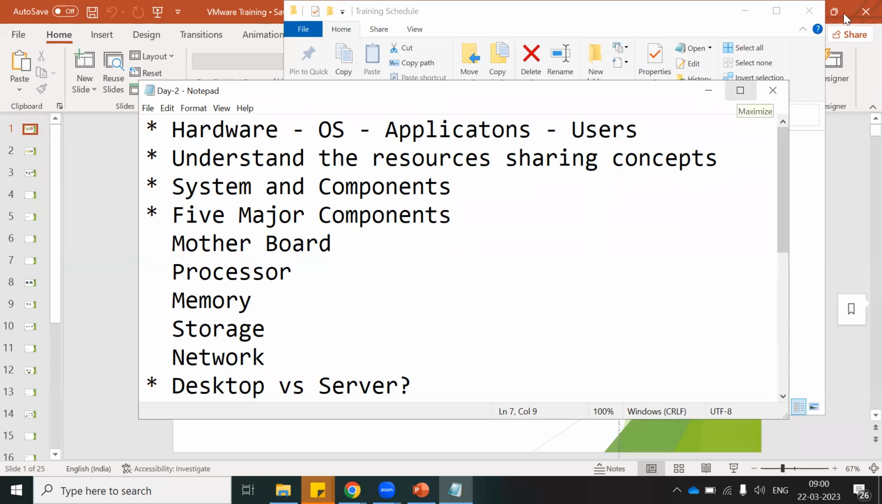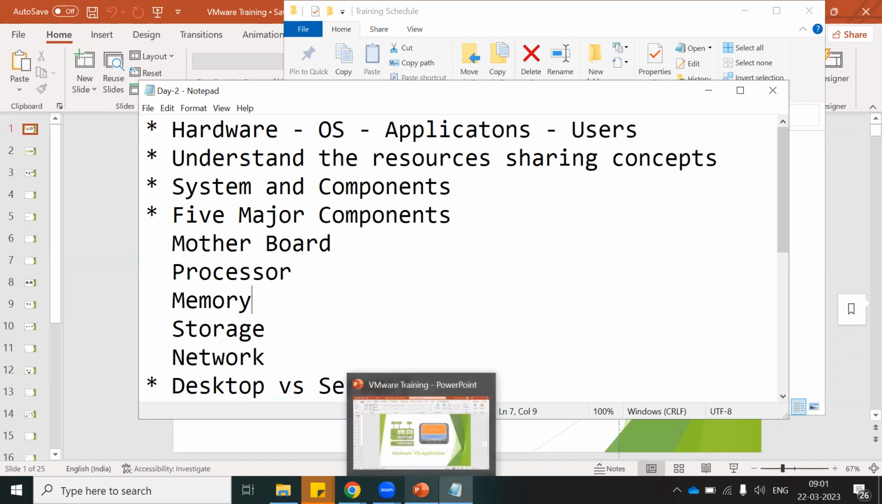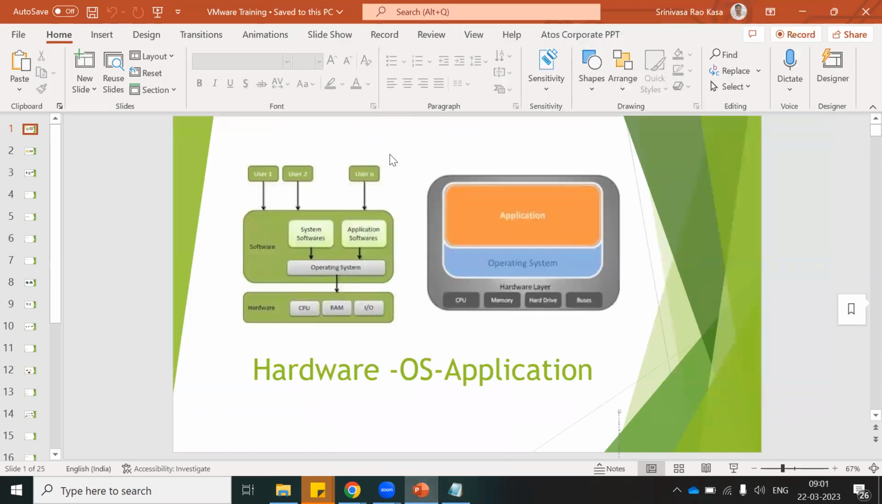Today we are going to discuss the hardware, the OS, applications and users, and how they correlate. This is day 2 of the VMware administration session, and we are going to discuss hardware, the OS, applications and users. So, hope you are able to see the screen. Okay, see here.